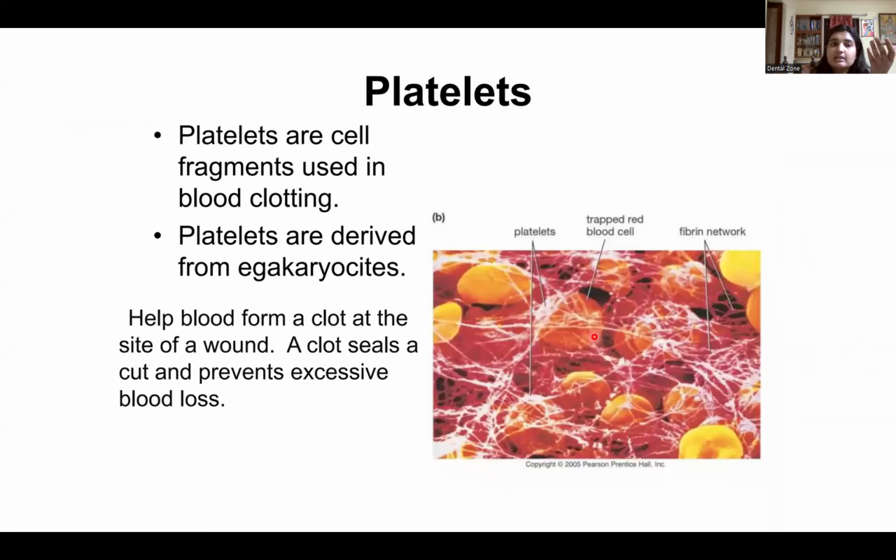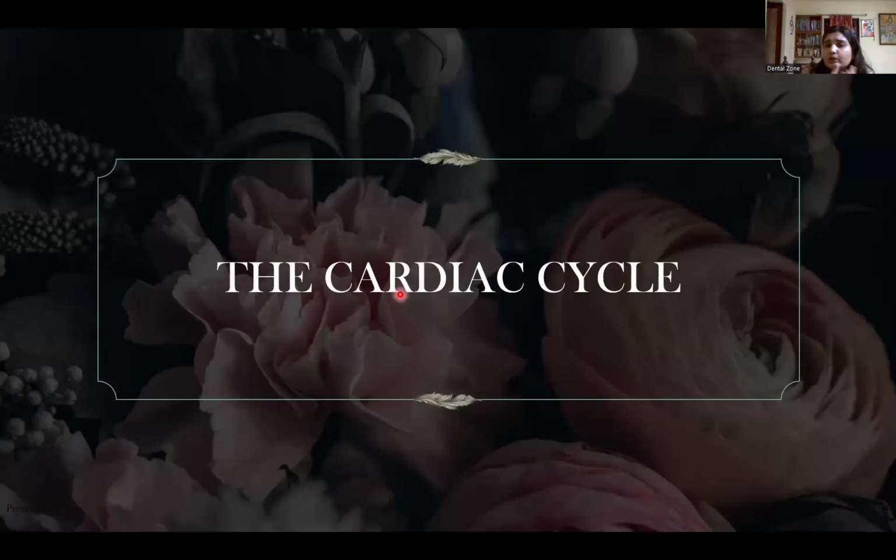Platelets, again, platelets are the cell fragments that are used in blood clotting. They are derived from the megakaryocytes and they help form a clot at the site of a wound, and this clot will prevent excessive blood loss. We all know the intrinsic and extrinsic pathway through which a cascade is formed and the platelets will form a mesh-like structure so that the bleeding will be stopped.